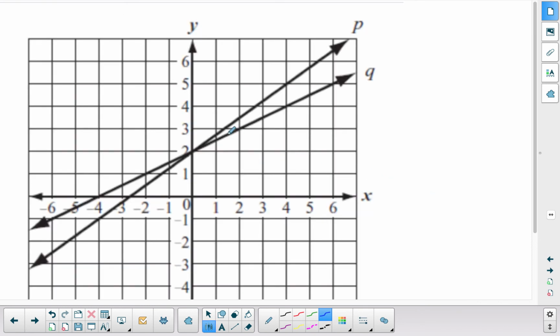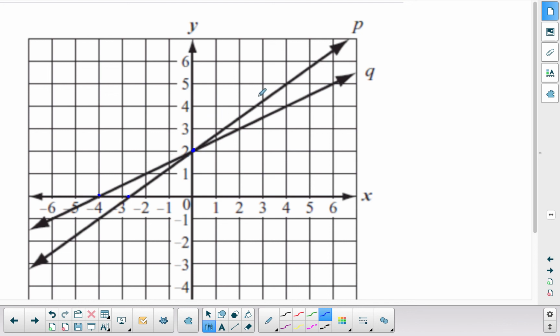Number 14, just want to point this out to you. Their y-intercepts are the same, these two lines. The x-intercept of P is probably negative 2 3/4, I'm just estimating. And then the x-intercept of line Q is negative 4. So line P has a greater x-intercept.